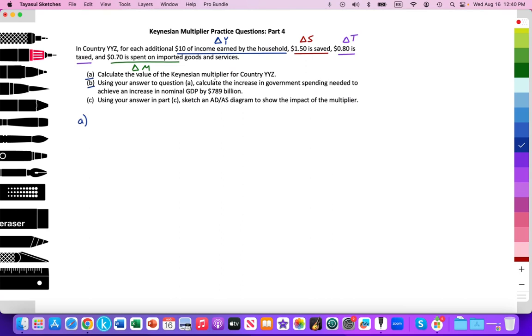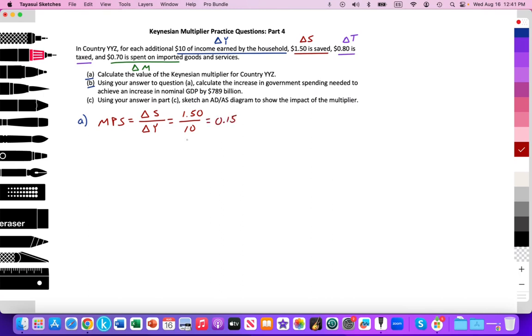In order to use the Keynesian multiplier formula, I need decimal values for the propensity to save, tax, and import in this case. So let's start with the propensity to save. The marginal propensity to save is equal to the change in savings over the change in income. So that's going to be $1.50 that is saved for every additional $10 earned. And that gives us 0.15. So the marginal propensity to save is 0.15.